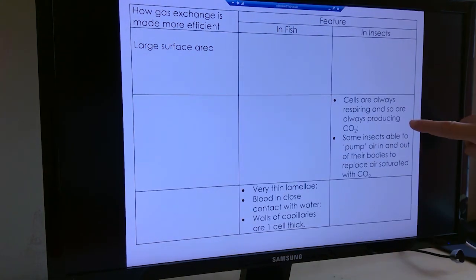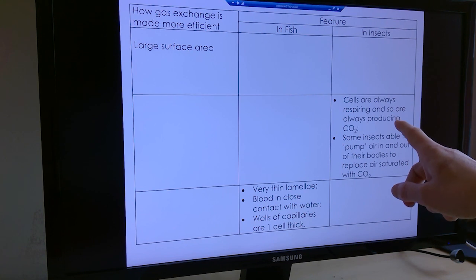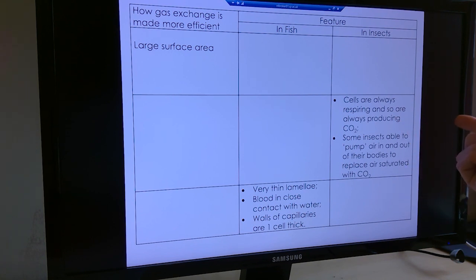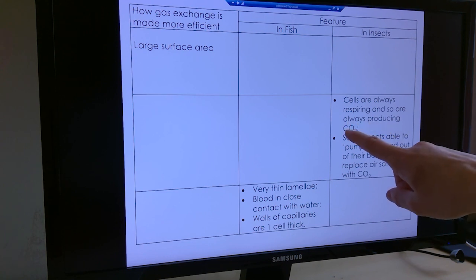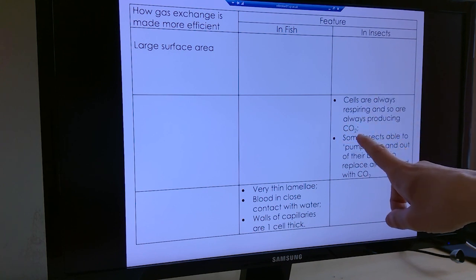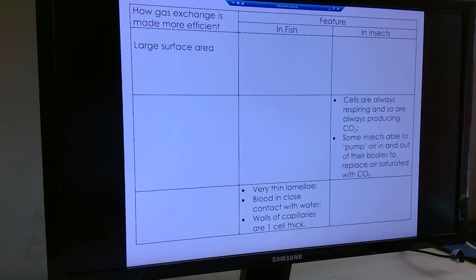Okay, so in insects it's mainly diffusion, so you could have written this as well for oxygen. They're always respiring, so using oxygen, so it's always going to be moving by diffusion down the tracheals into the cells, whereas carbon dioxide is always being produced, so it's always going to diffuse out from the tissues to the tracheals.